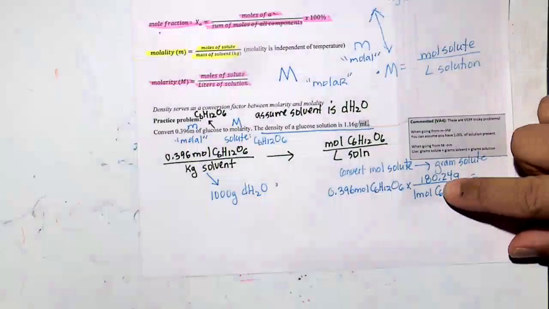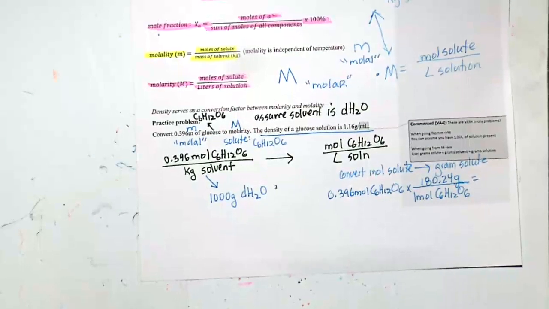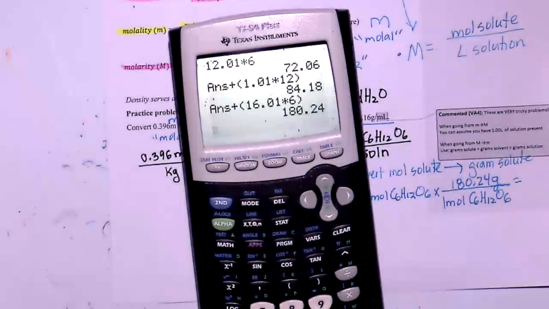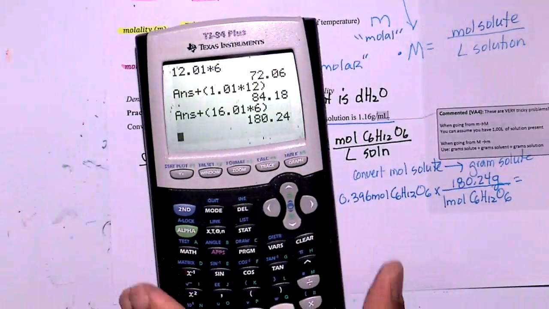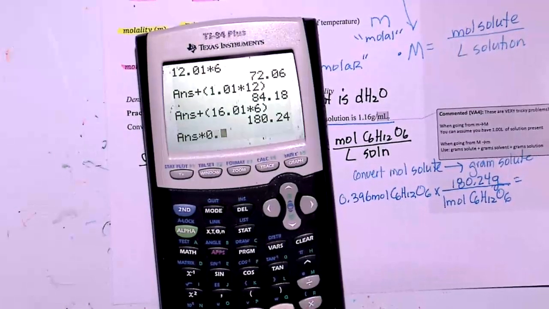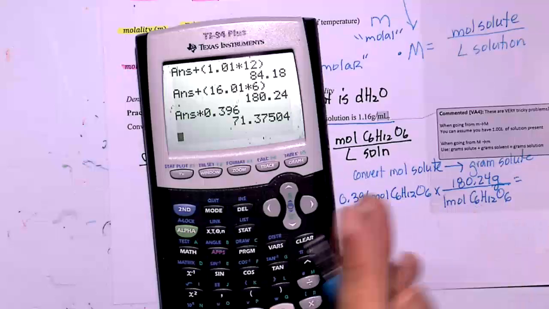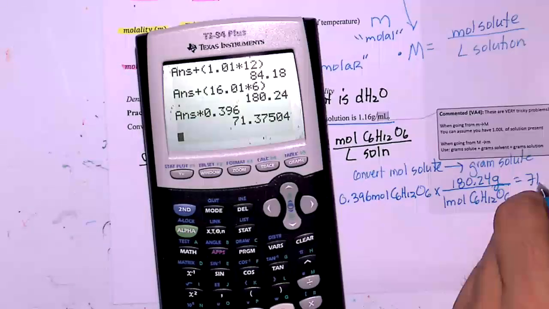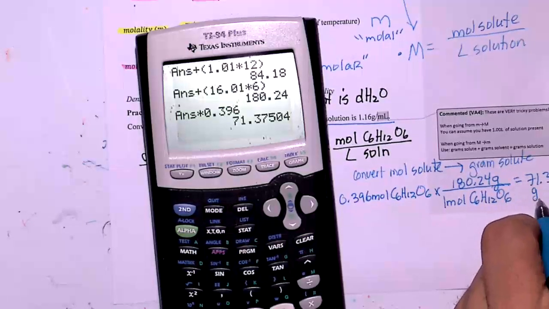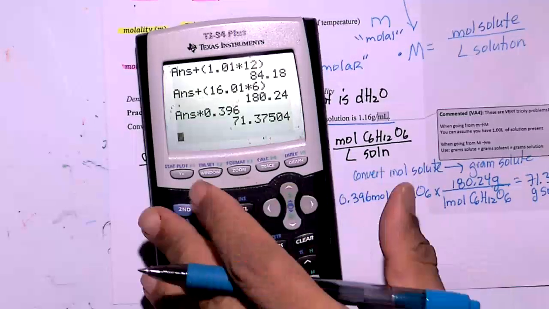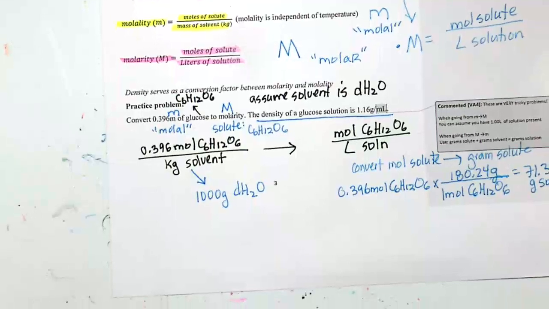And this is going to be this 180.24 times 0.396 moles. That is 71.38. I'm going to add some extra digits here. Grams of our solute, which is glucose. All right.